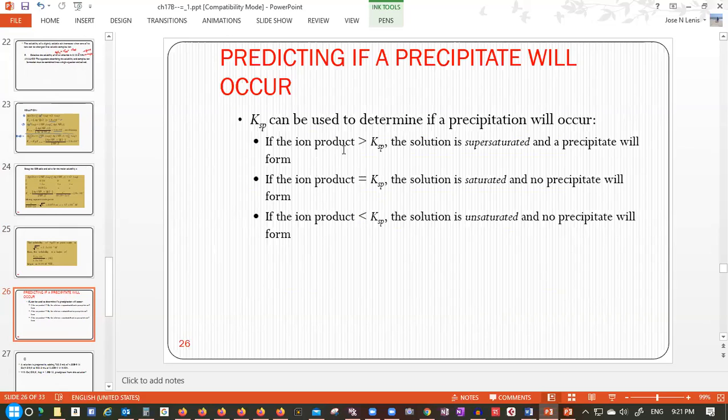So remember, the ion product is similar to the reaction quotient. So you plug into the expression the initial concentrations. Doesn't need to be the equilibrium concentrations. With the ion product, I'll show you one example. If Q equals KSP, the solution is saturated and no precipitate will form when you mix the two solutions. And when the ion product Q is less than KSP, no precipitate will form.